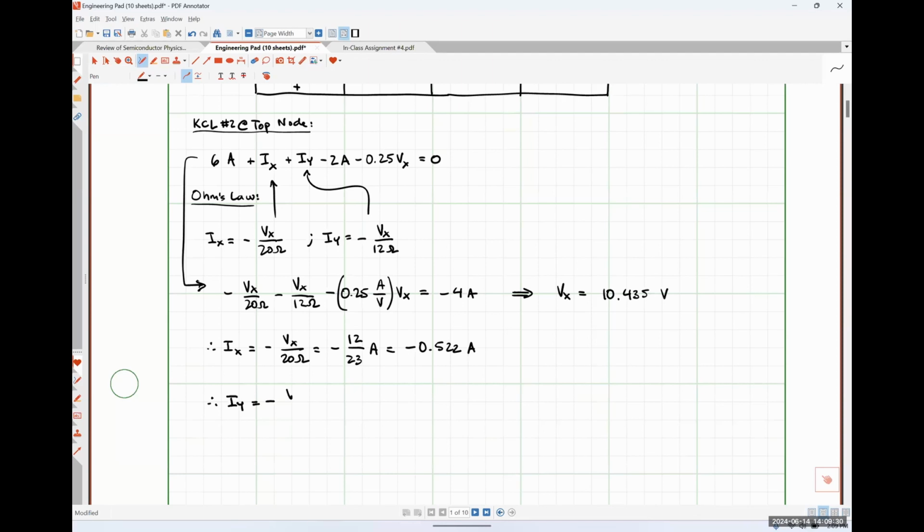Iy is negative Vx over 12 ohms, or negative 20 over 23 amps. In decimal form, that looks like negative 0.870.